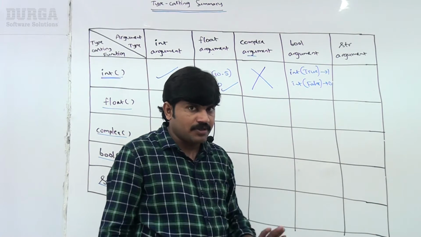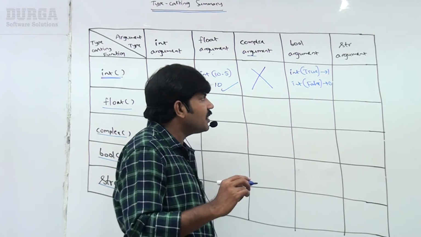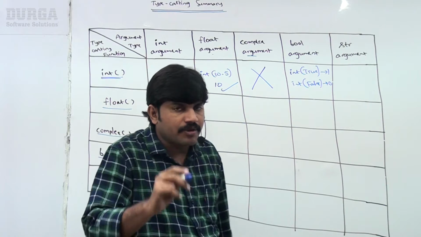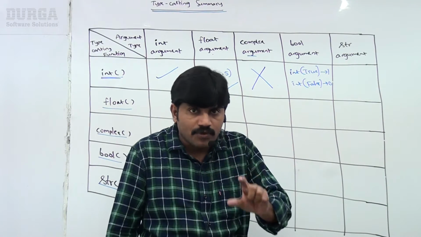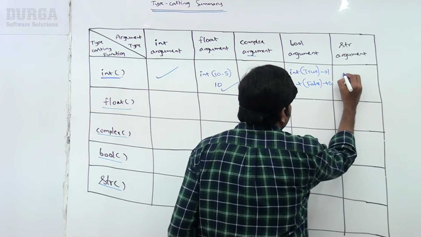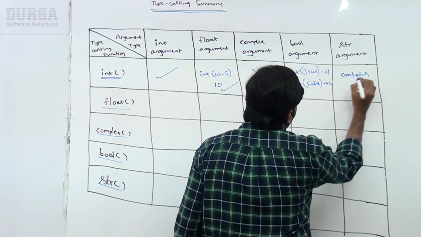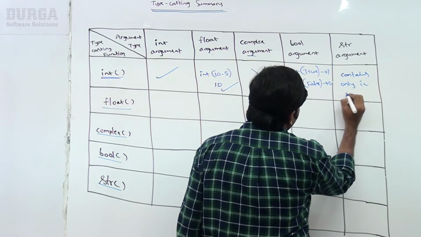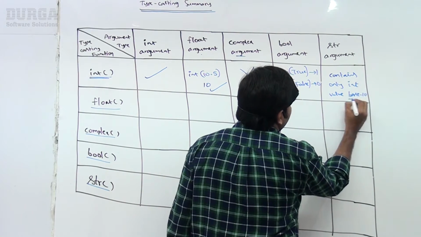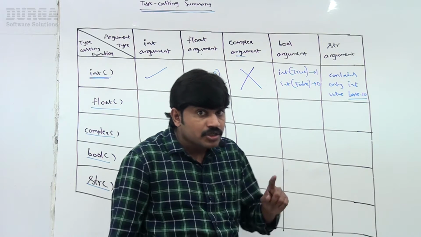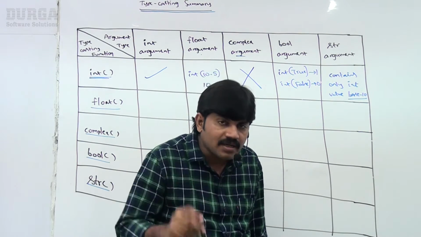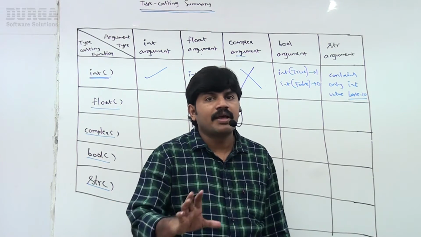Next, string arguments are very important. If you are passing a string argument to the int function, compulsorily the string argument should contain an int value only and should be specified only in base 10. So internally it contains only an int value and base 10. This is very important, sir. By mistake, if the string argument internally contains binary form, hexadecimal form, or octal form, immediately we are going to get a value error.